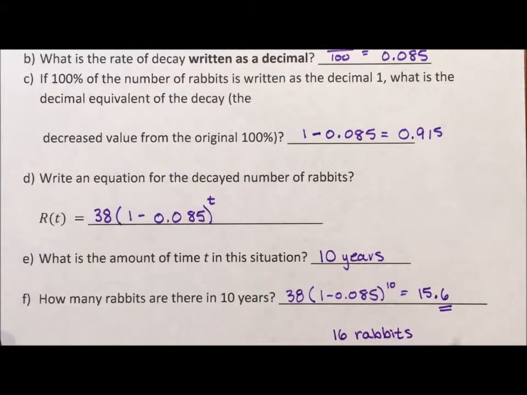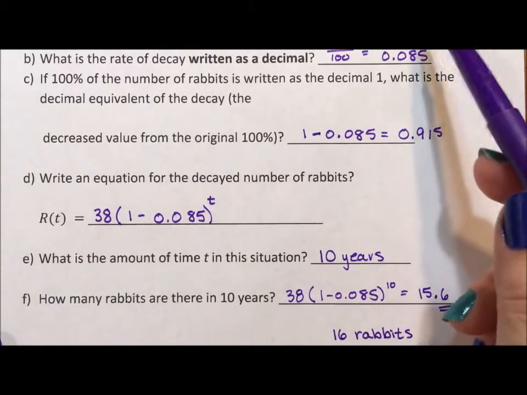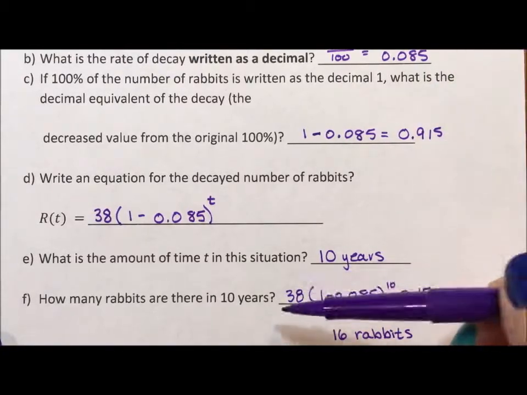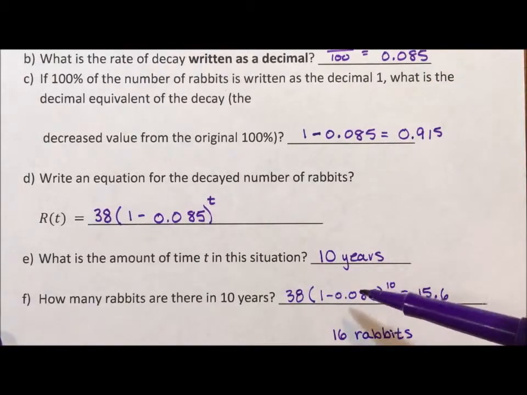Remember, these are all guesstimated numbers. This is a story problem. Nothing is precise. We're trying to predict. So we are allowed to round this up to 16 rabbits.